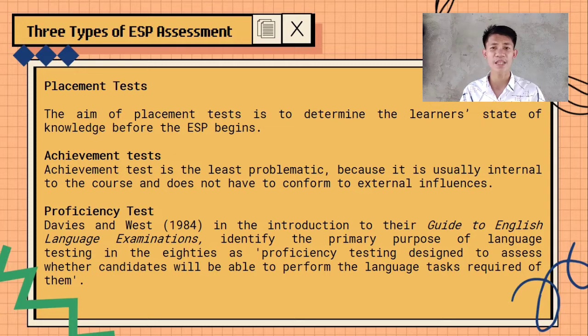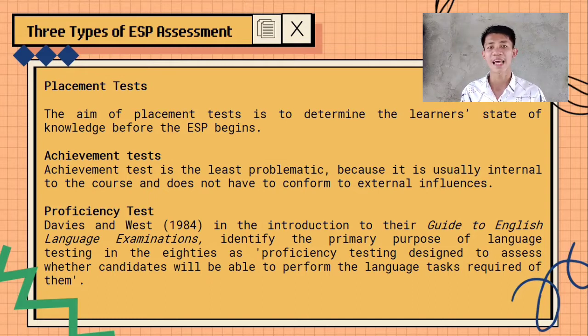So the first one is placement tests. The aim of placement tests is to determine the learner's state of knowledge before the ESP begins. So, when we say placement tests, it is designed to meet the needs of learners in the ESP courses. It is diagnostic because it measures how far and in what ways the learner falls short of the proficiency level. So, it normally comes at the beginning of the course.